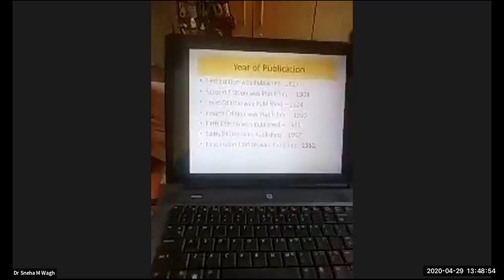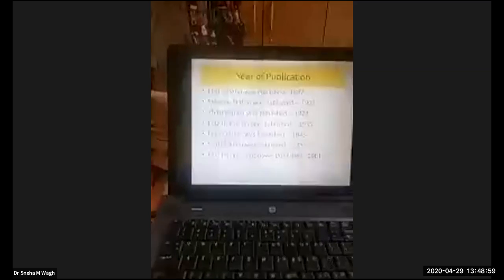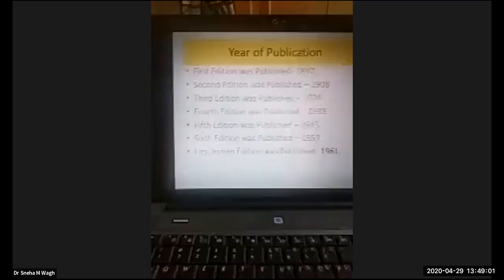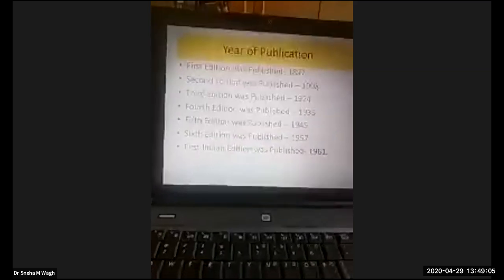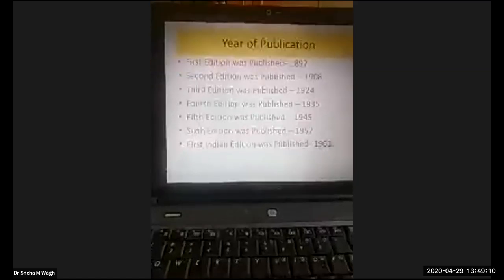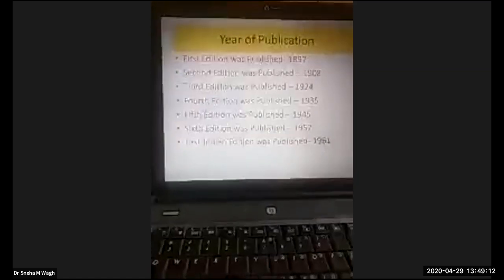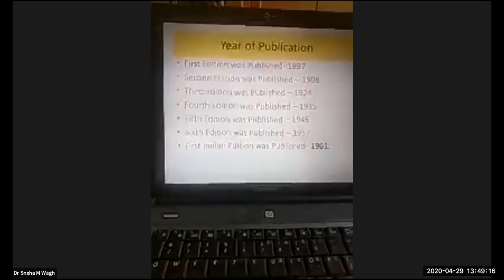The fifth edition was published in 1945. The sixth edition was published in 1957. The first Indian edition of Kent repertory was published in 1961 by our famous publishers, that is B. Jain Publishers.